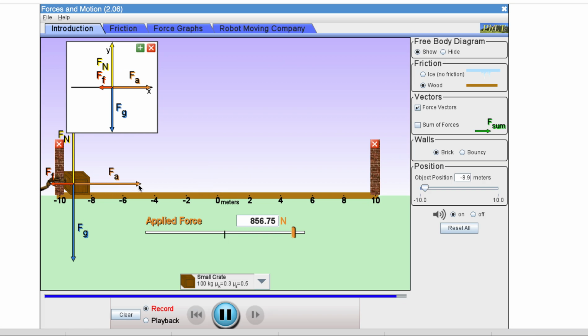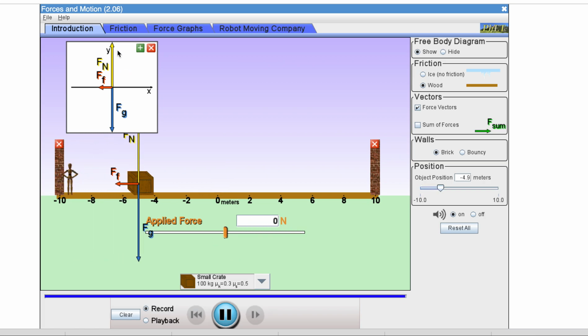Again, when I move it, you'll see that the free body diagram shows the forces acting on it. The yellow one is always the force normal. That N stands for normal. The one going vertically downward is the force of gravity. So those two balance out. If they weren't balanced, the box would either float up in the air or fall through the ground. But because it's not moving, they have to be balanced and equal.